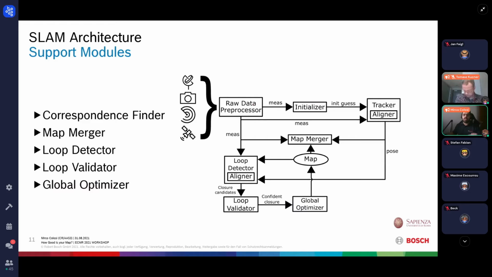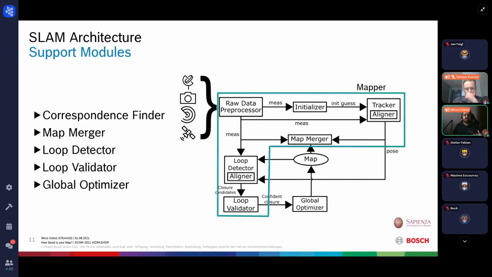For example, we have the correspondence finder, which seeks associations between two comparable entities, and the map merger that incorporates new measurements in the local map. Then we have the loop detector and validator in charge of finding loop closures and rejecting false associations. And in the end, a global optimizer is needed to refine the map. One can change the implementation of these modules on the fly, resulting in a different flavor of the SLAM pipeline, or realize different functionalities by combining them in different ways.